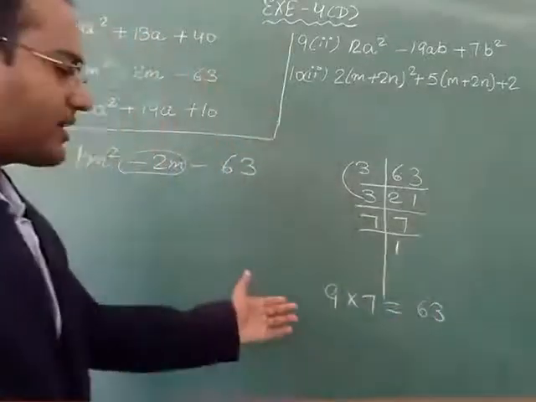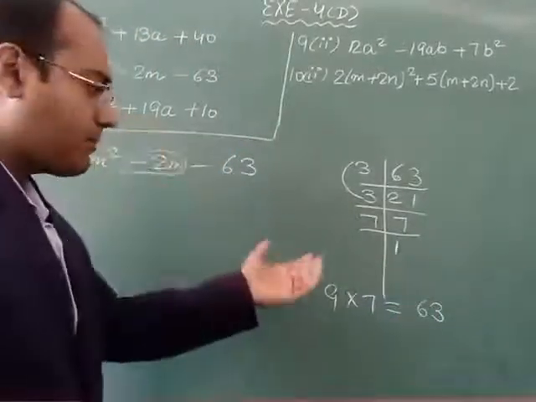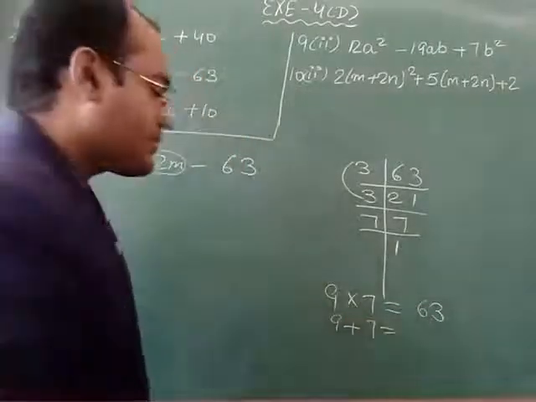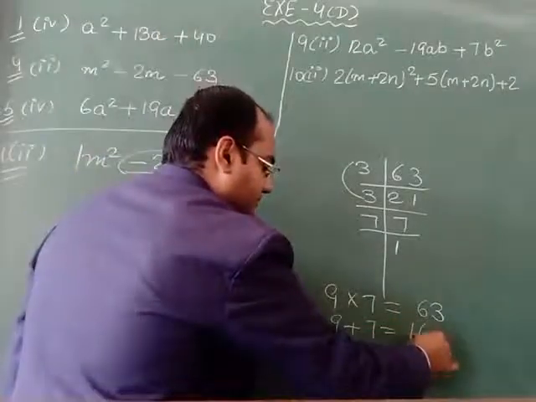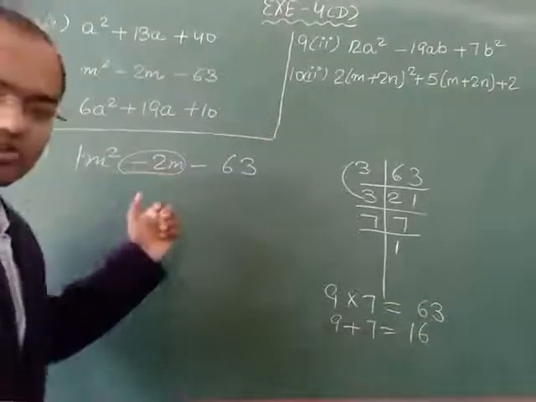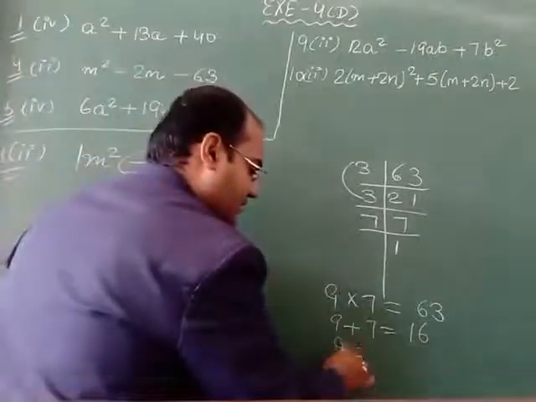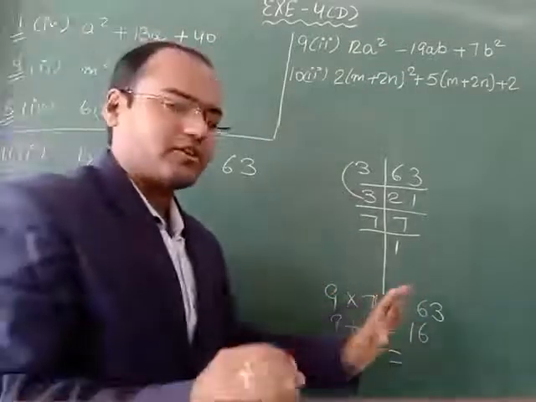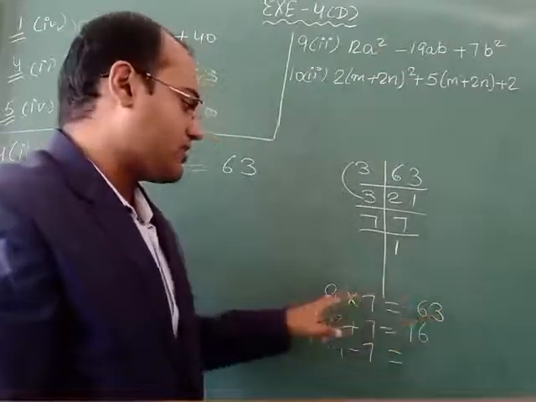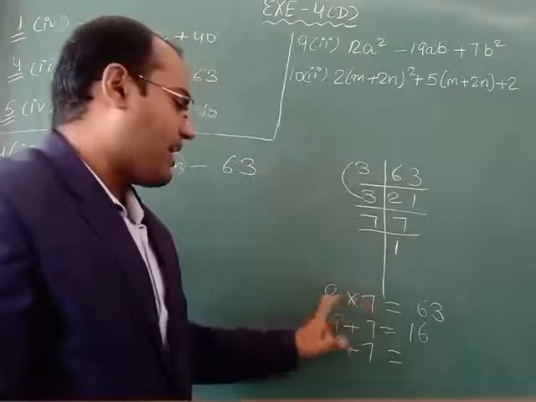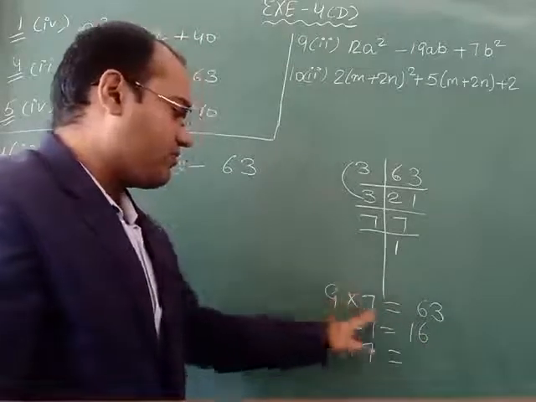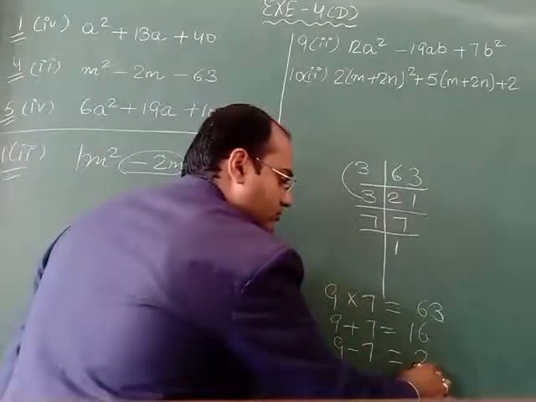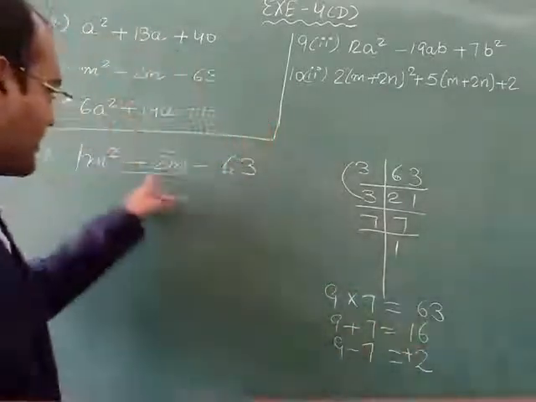If we find the sum, it is plus, but when we do 9 plus 7, the answer will be 16. But we need minus 2, so what will we do? We will do 9 minus 7. The pair of factors of 63 we already found is 9 multiplied by 7. When we add them, we get 16. When we find the difference of these two, 9 minus 7, we will get 2, plus 2. But here it is minus 2.